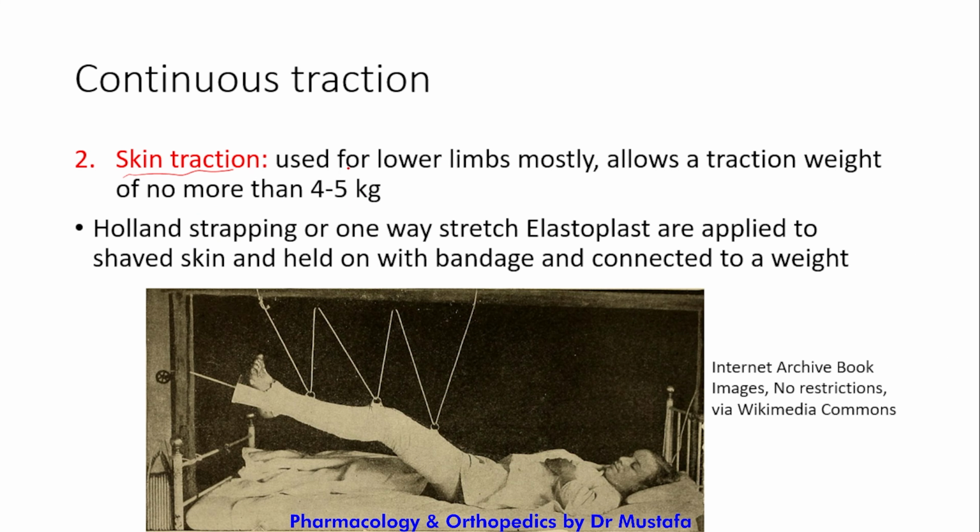Skin traction is used for lower limbs mostly. It allows traction with a weight of no more than 4 to 5 kilograms, which is equal to about 10 pounds. Holland strapping or one-way stretch elastoplast are applied to shaved skin and held on with bandages and connected to a weight. This is the old image of skin traction applied to the patient's leg.